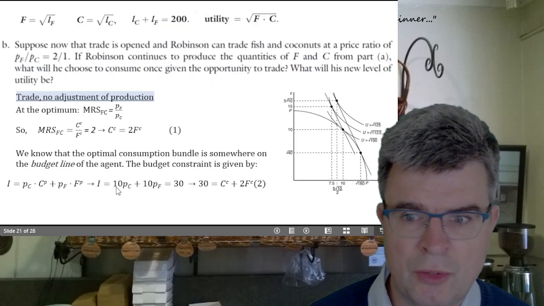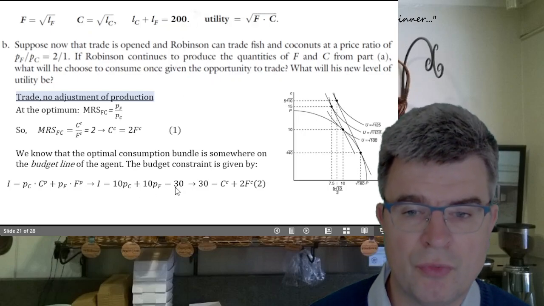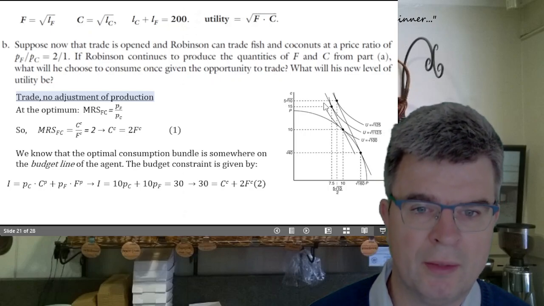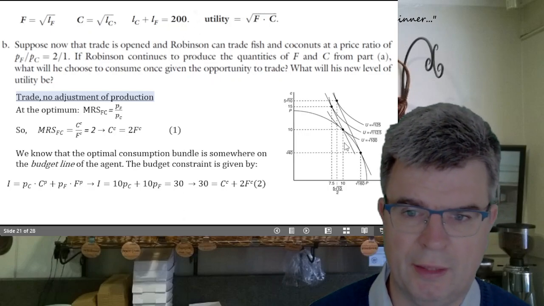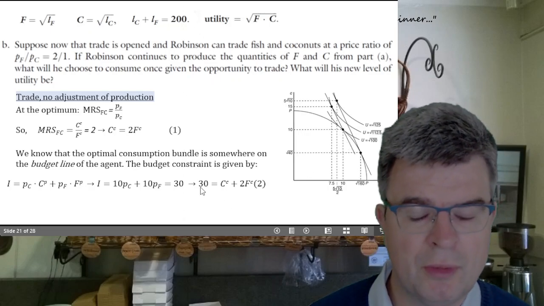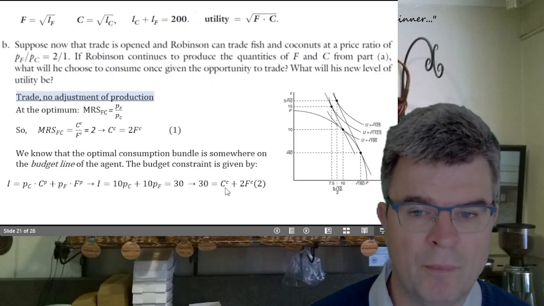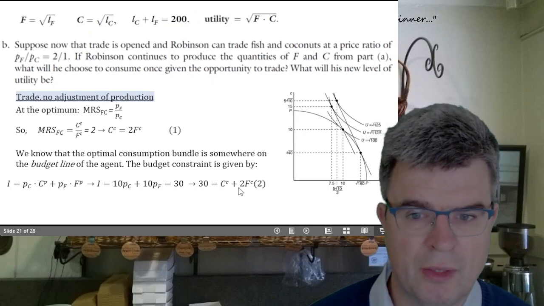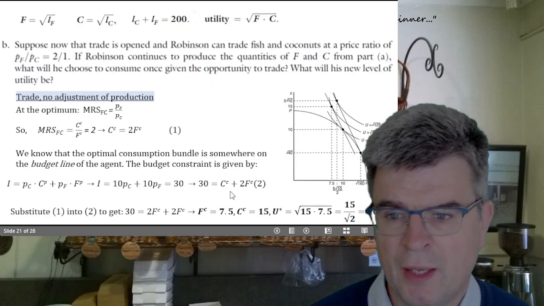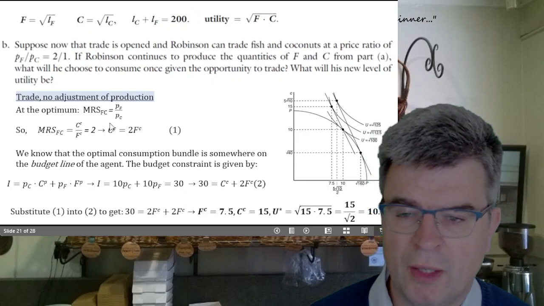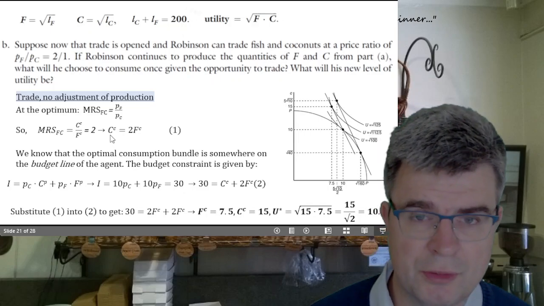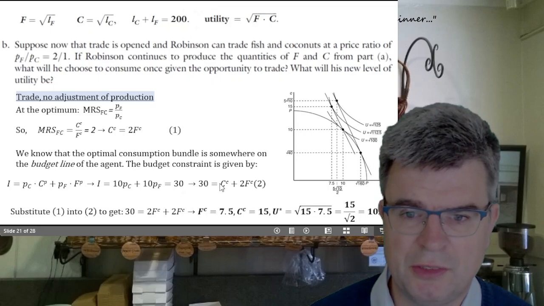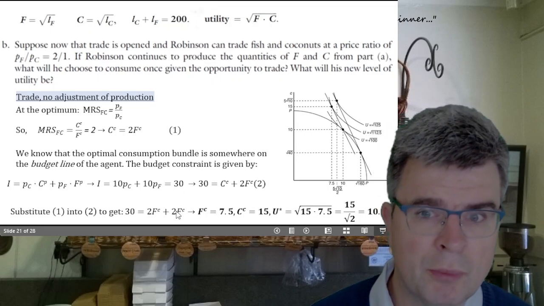So he continues to produce 10 of each. So his income is 30. And then having an income of 30, he can freely spend it on either coconuts or fish by trading. So his budget constraint for consumption is: 30 is equal to the number of coconuts times the price of a coconut plus the number of fish times the price of a fish. And now we can substitute the number of coconuts as a function of the number of fish into this expression, replacing the CC over here. Again, we get one equation with one unknown.